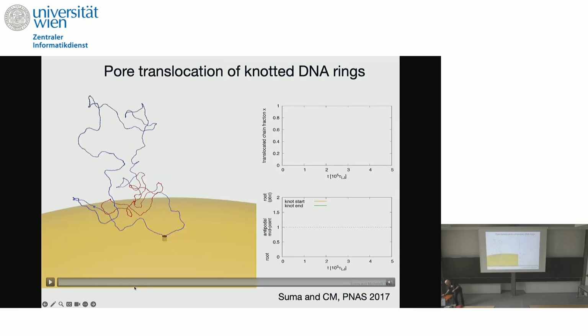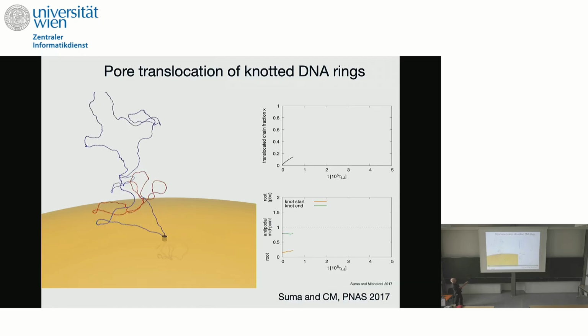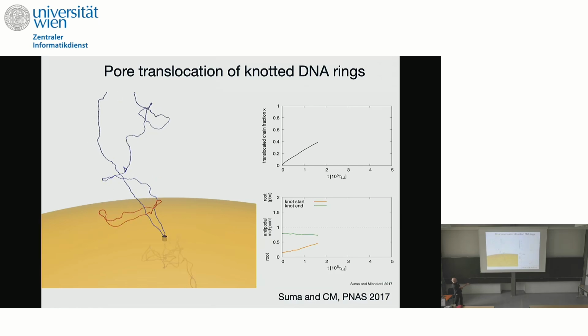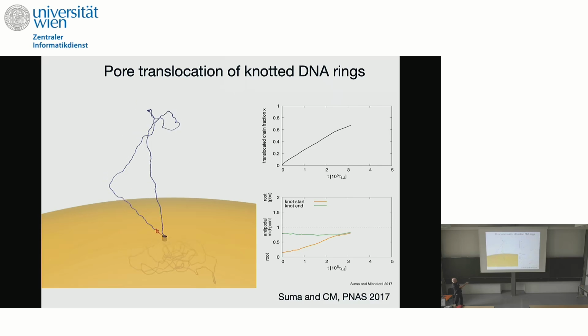This is an example of a simulation. The red region is where a knot is. You can track the beginning and end of the knot along the contour here. You see that now the knot has tightened as it translocates. It makes a few diving attempts until it successfully goes inside the pore, and then translocation progresses. Okay, so here is how translocation progresses, fraction of translocated chain. Here is the knotted region.